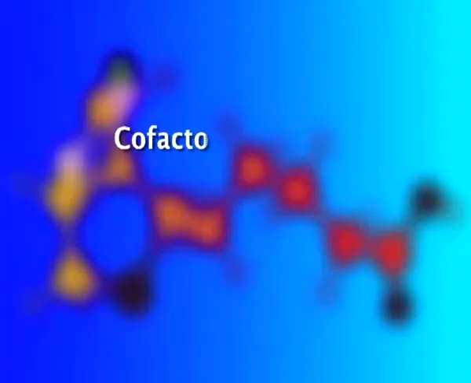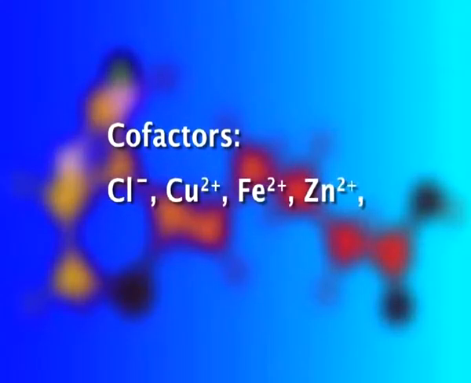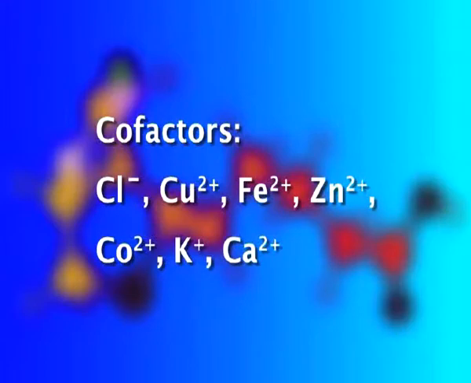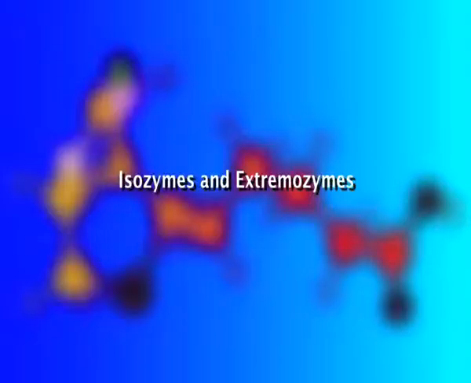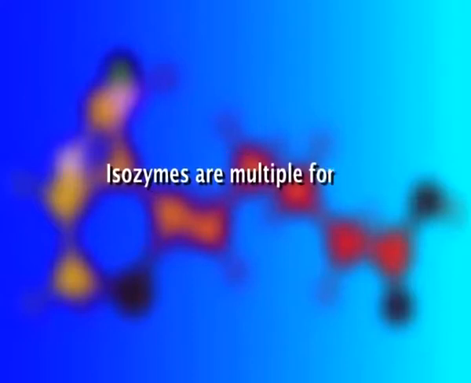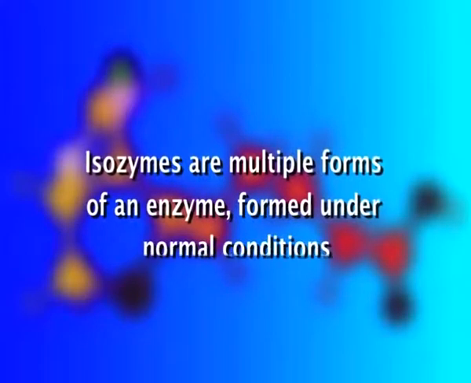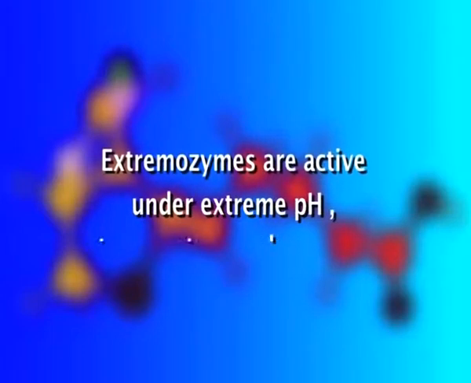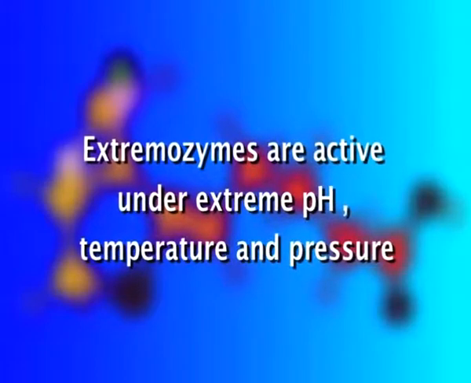Some examples of cofactors are chlorine, copper, iron, zinc, cobalt, potassium and calcium ions. There are also some special types of enzymes. These are isozymes and extremozymes. Isozymes are the multiple molecular forms of a single enzyme which are normally formed under normal conditions. They can differ in various physical and chemical properties and their intracellular localization. Extremozymes are the enzymes which are active under extreme conditions of pH, temperature and pressure. These are well adapted to tolerate such harsh conditions.